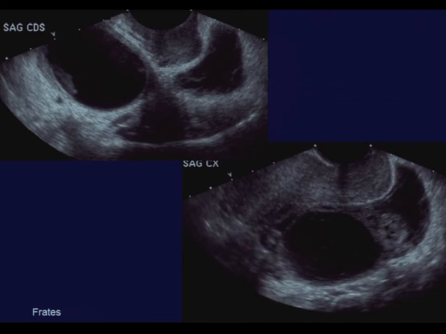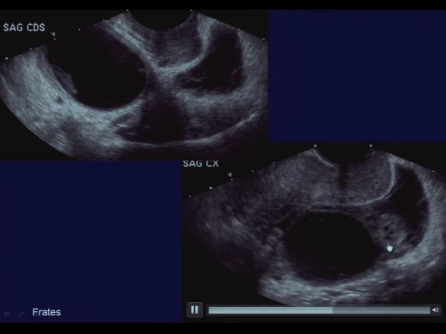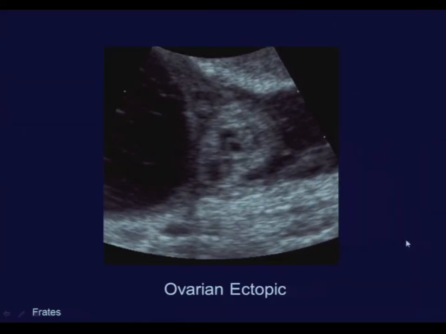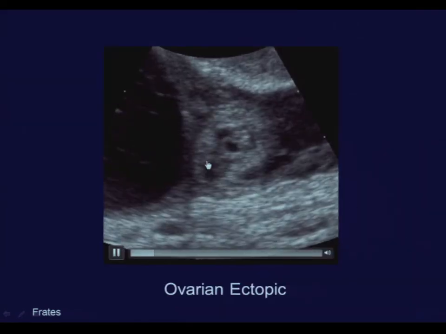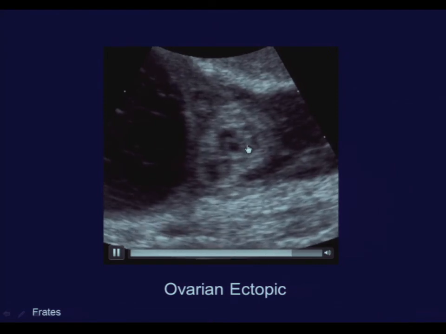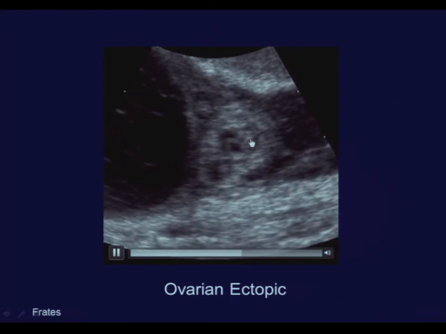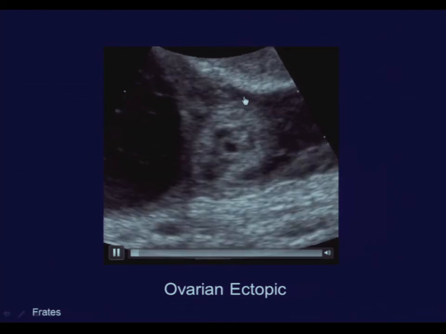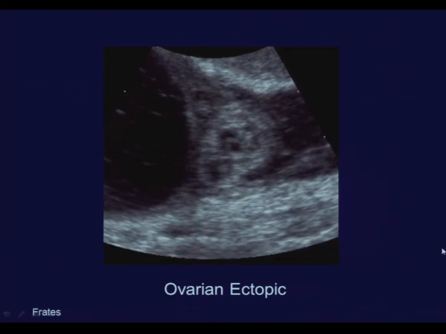But if you look closely on this clip at this area right here, and I'll zoom that up for you, there is a gestational sac, an adnexal ring with a yolk sac, an embryo, and a heartbeat stuck on the edge of that right ovary. And the ovary was not torsed. This patient had an ovarian ectopic.